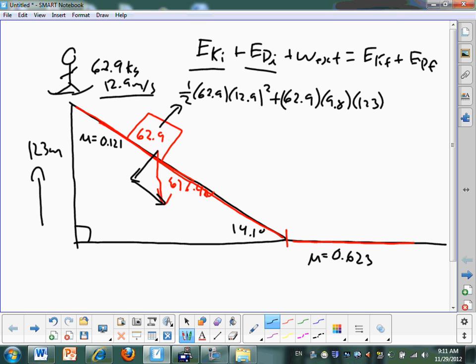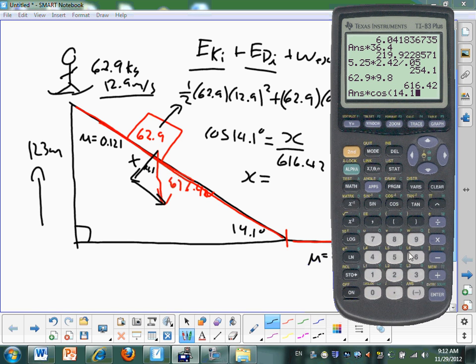So, I'm trying to figure out the frictional force. I need to find that piece there. If this angle here is 14.1, I'm going to use the cosine relationship. So cosine 14.1 degrees equals the adjacent side over the hypotenuse. So my force normal is going to be 616.42 times cosine 14.1, which is 597.8.